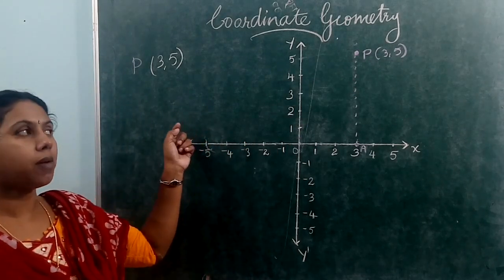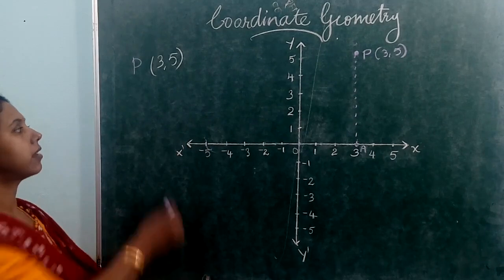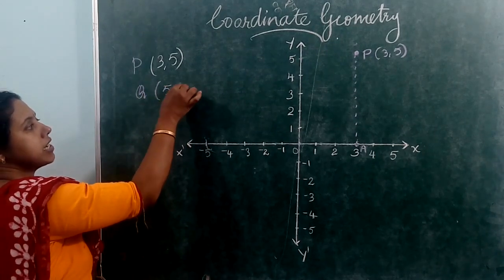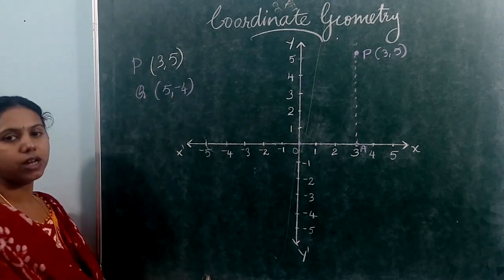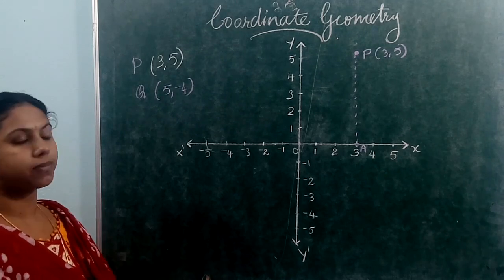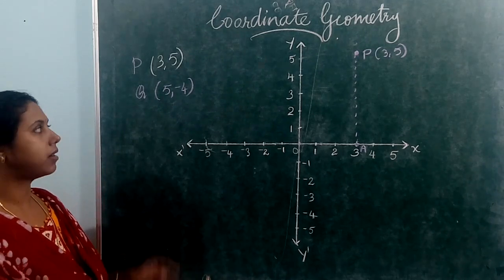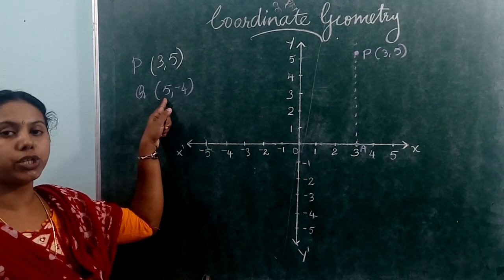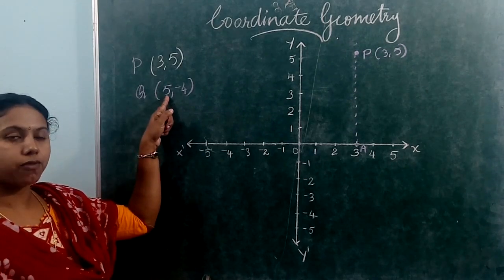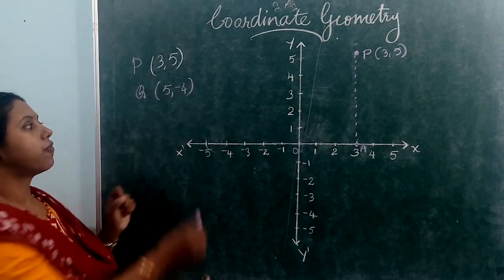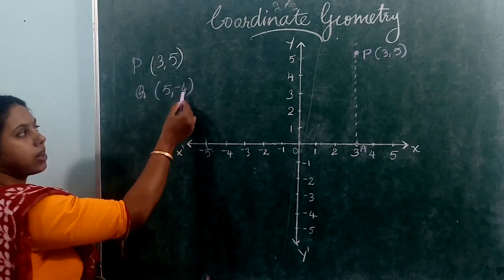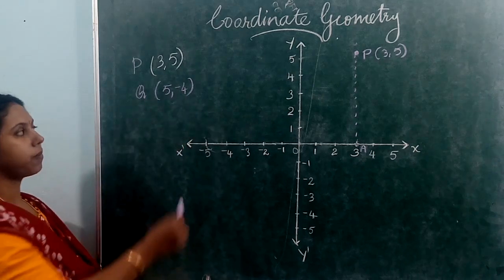Similarly, you can plot the point Q on the Cartesian plane. The coordinates of Q are (5, -4). Plot the point (5, -4) on this Cartesian plane. Here we can see that the point Q is 5 units away from the y-axis and 4 units away from the x-axis. So here the y coordinate is minus 4.